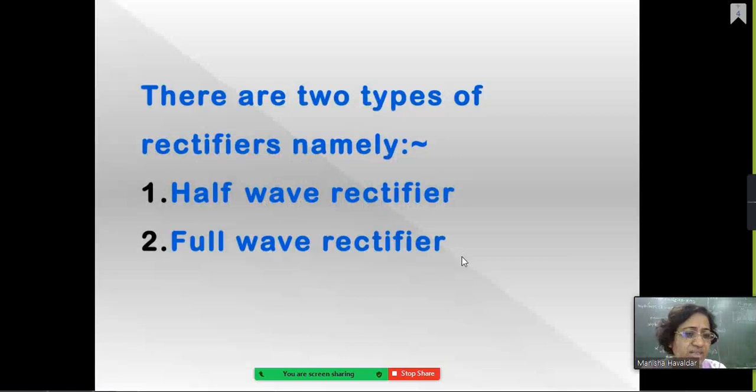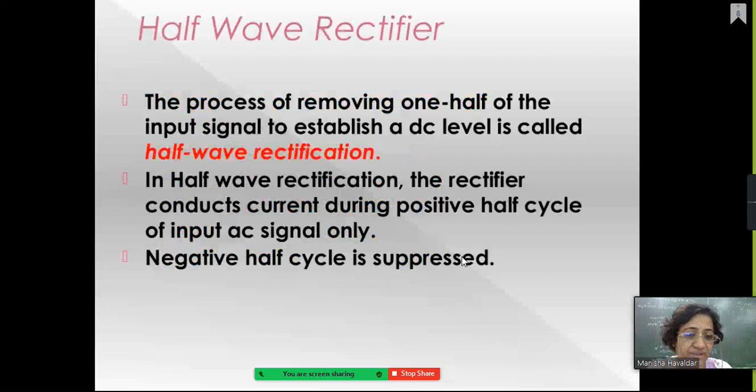Now by the name it is very clear. The alternating current is in the form of a wave. It is periodic in time, in the form of a sinusoidal wave, and it has a fixed time to complete that particular wave. In one period, one wave is completed. So if a half wave of that is rectified, then it is known as half wave rectifier. And when a complete wave, that is full wave, is rectified, it is known as a full wave rectifier.